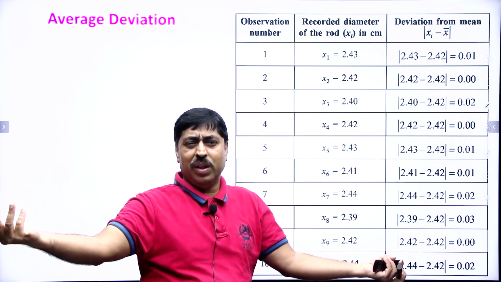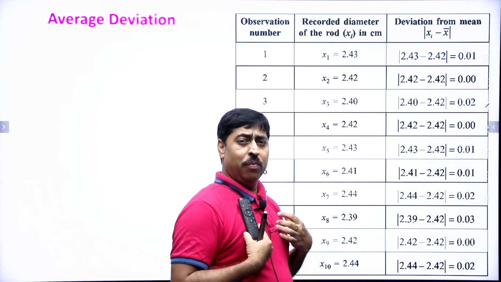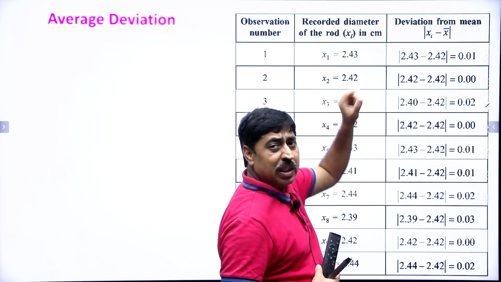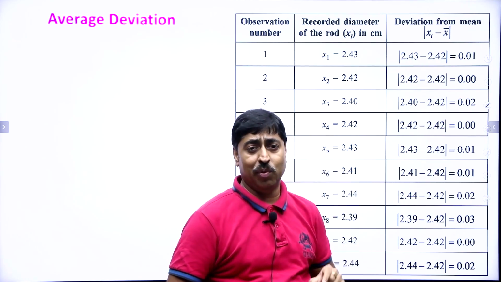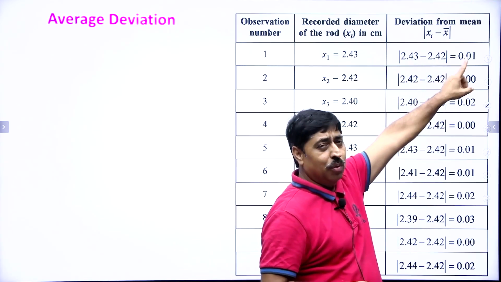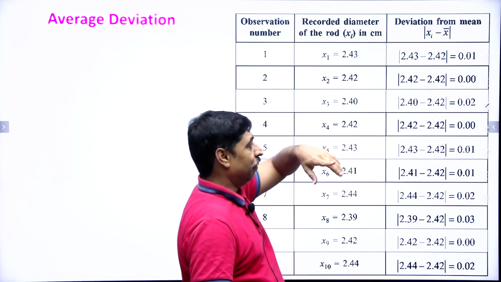There is no other way of knowing the true value. God is not going to give us a phone call. So we will assume that 2.42 is our true value. So how much this particular measurement is deviating from 2.42, from true value? So obviously 2.43 minus 2.42, that is 0.01. We will always take the mod of that, forget about plus minus sign.